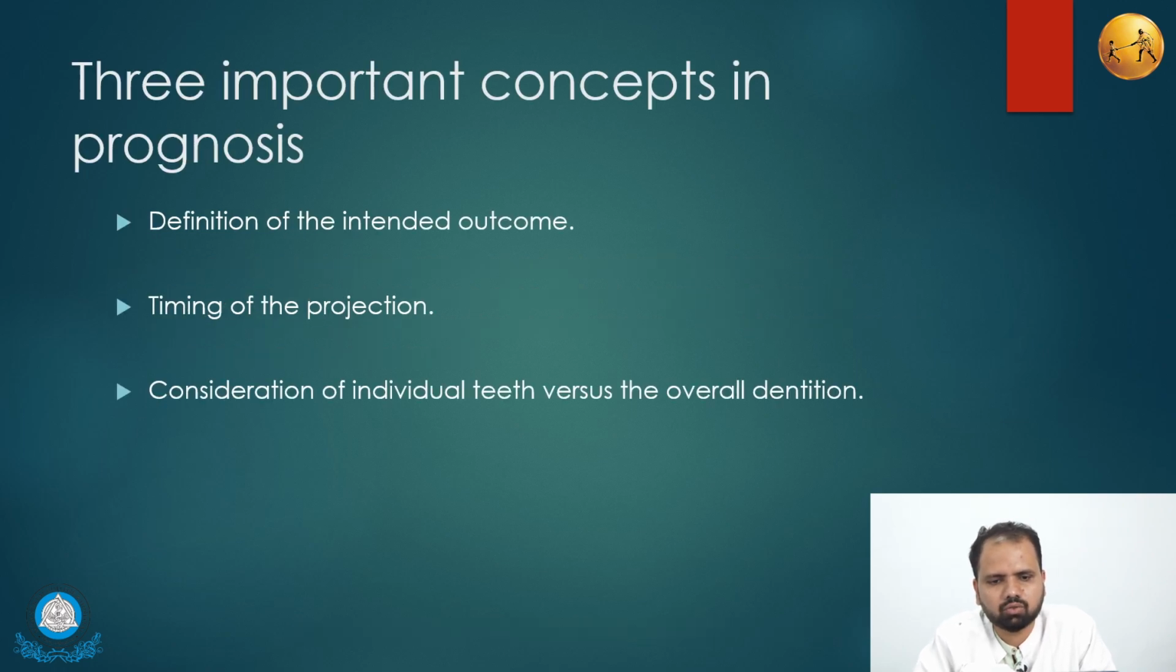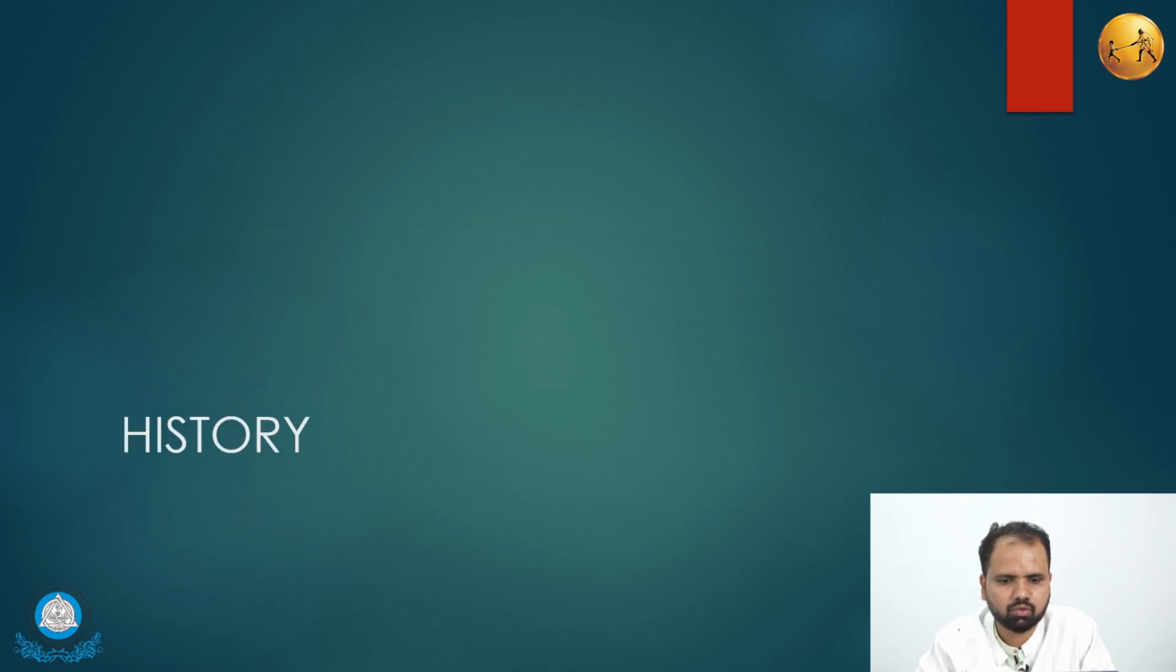There are three important concepts which are seen in prognosis. Number one is the definition of the intended outcome. Second is the timing of the projection. And third is consideration of individual teeth versus the overall dentition.